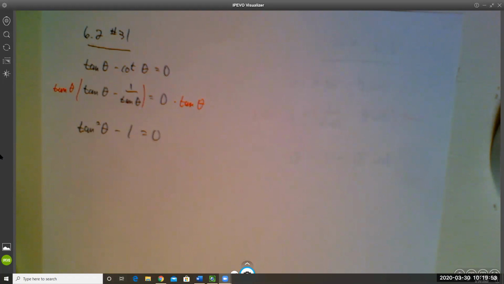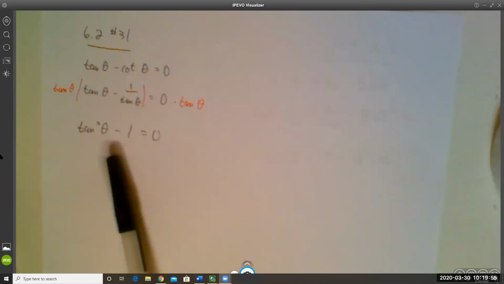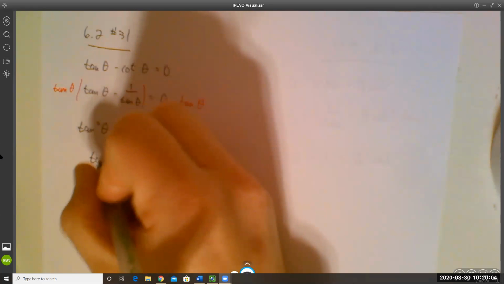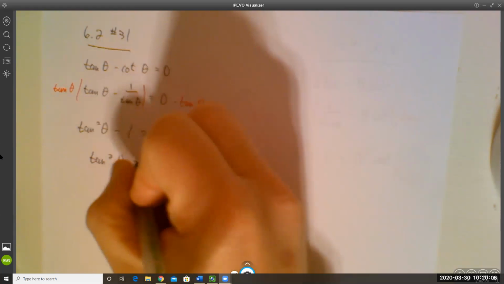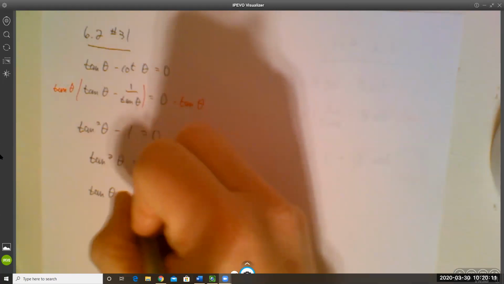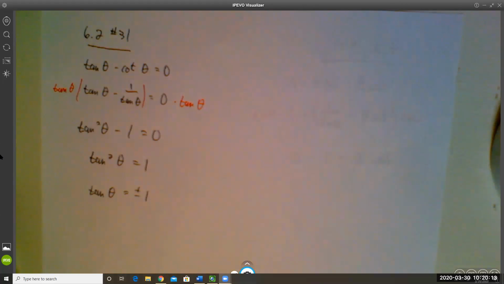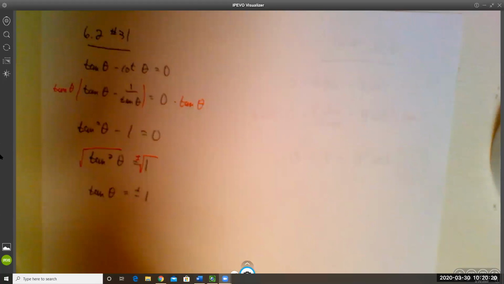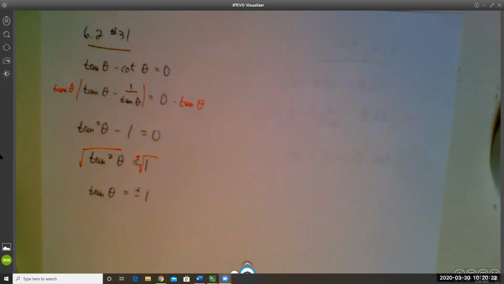And then I can solve from there, right? So you could either factor this as a difference of squares, right? Tan theta plus 1 times tan theta minus 1. Or you can just move the 1 over, square root both sides. When you square root both sides on this step, you have to have a plus or minus sign over there. But tangent theta is just plus or minus square root of 1, which is 1, right?